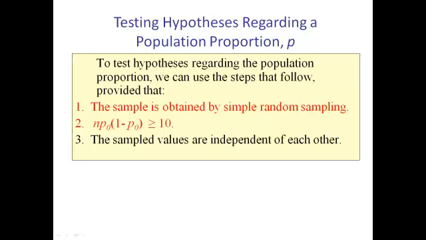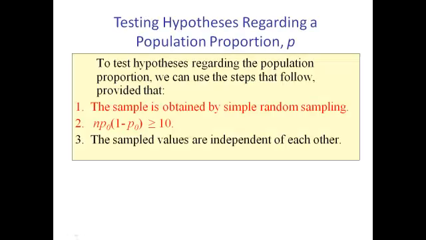Second, we need to check that n times p0 times (1 minus p0) is greater than or equal to 10. So we multiply 500 times 0.58 times (1 minus 0.58), and that turns out to be 121.8, and that is definitely greater than 10. So our second condition is satisfied.